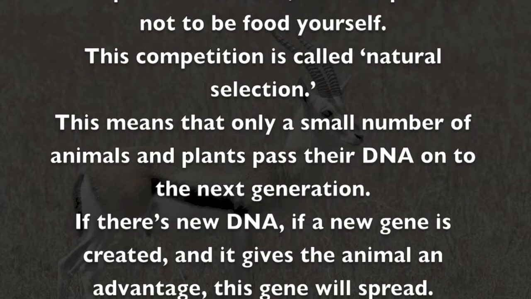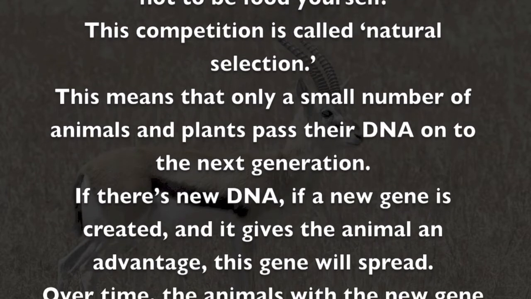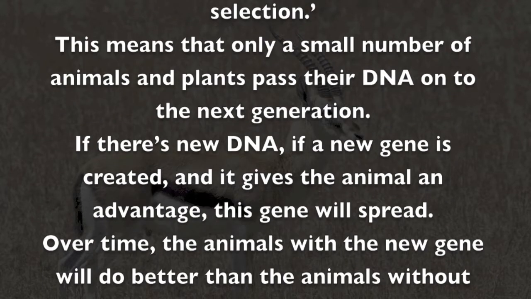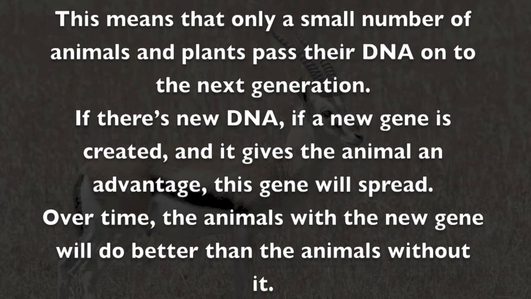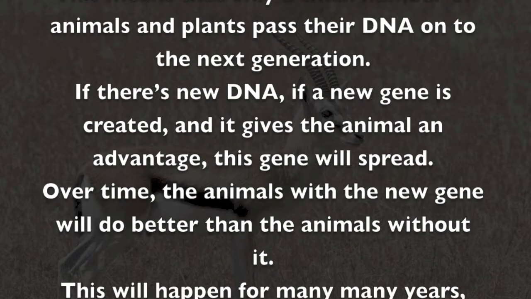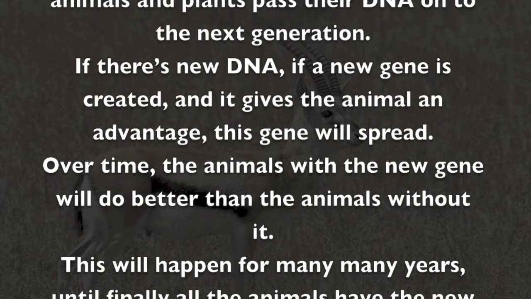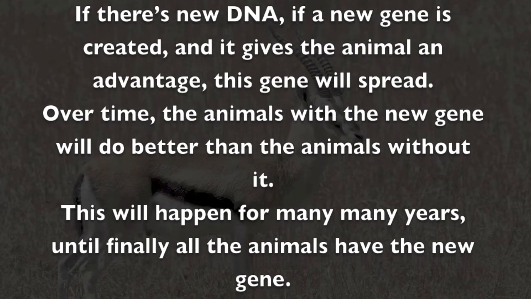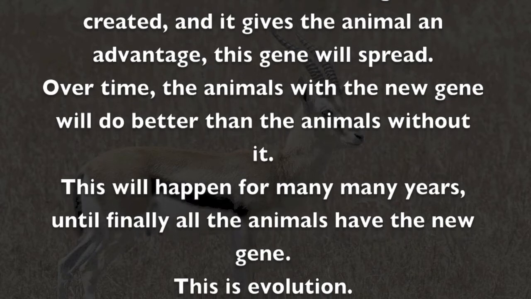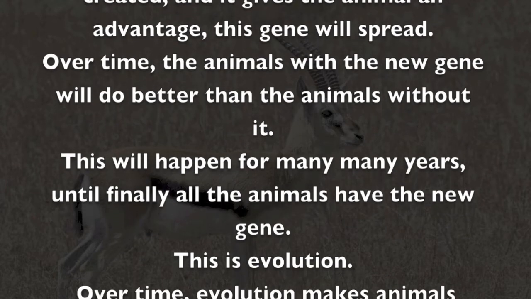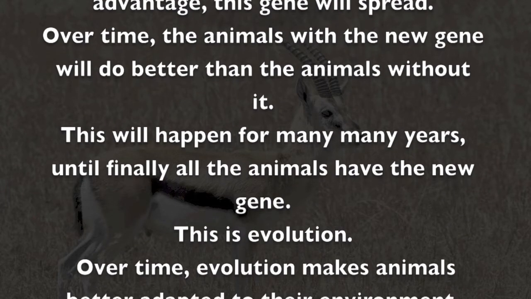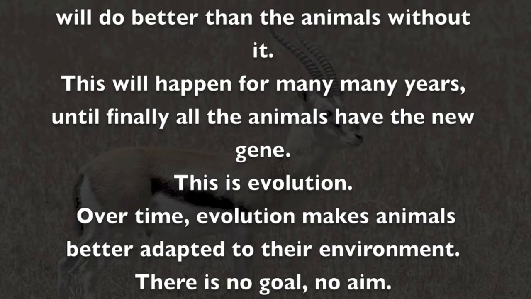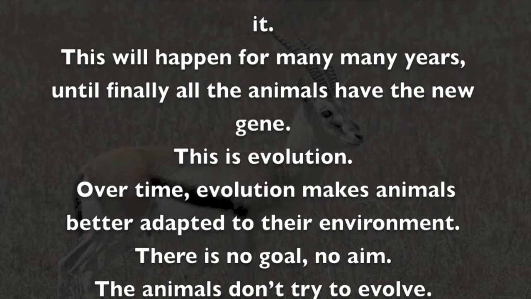If there's new DNA, if a new gene is created and it gives the animal an advantage, this gene will spread. Over time, the animals with the new gene will do better than the animals without it. This will happen for many, many years until finally all the animals have the new gene. This is evolution. Over time, evolution makes animals better adapted to their environment.